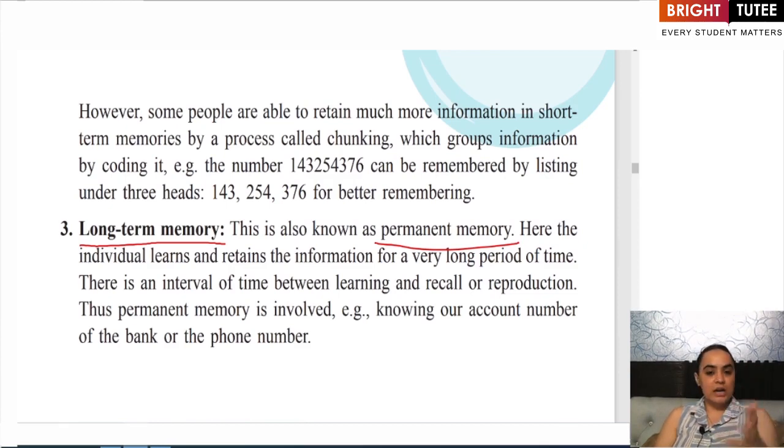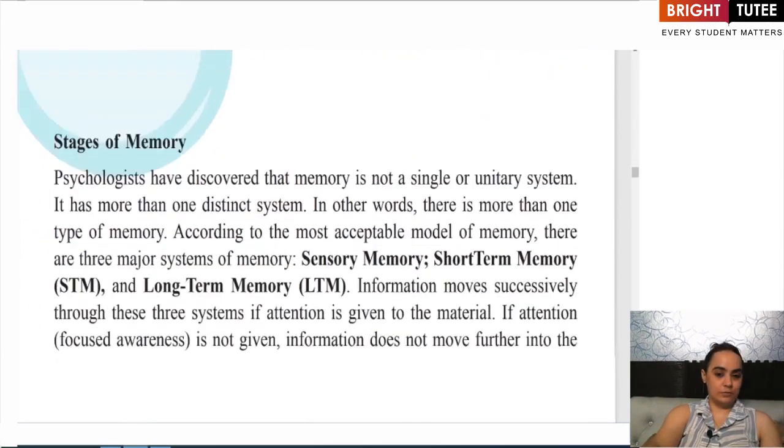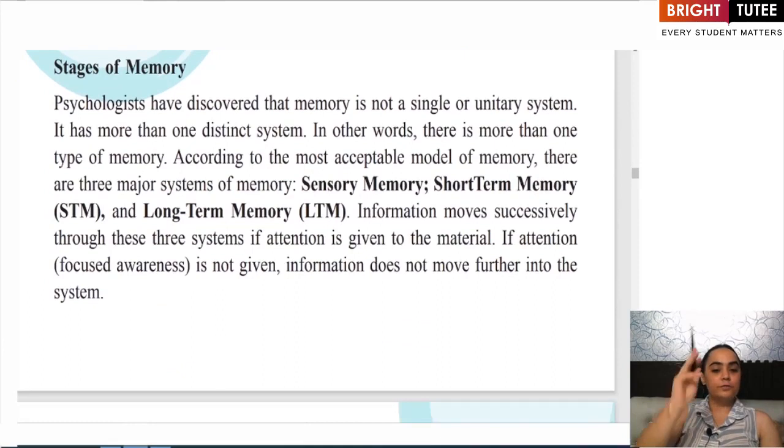We give you time between your learnings, we give you time to recall, we give you time to produce that. And once you have remembered, you are going to remember it forever. Your phone number, your account number, your house address, the phone number of your mother, your father, and so on and so on. So these were the three stages of memory that we talked about.